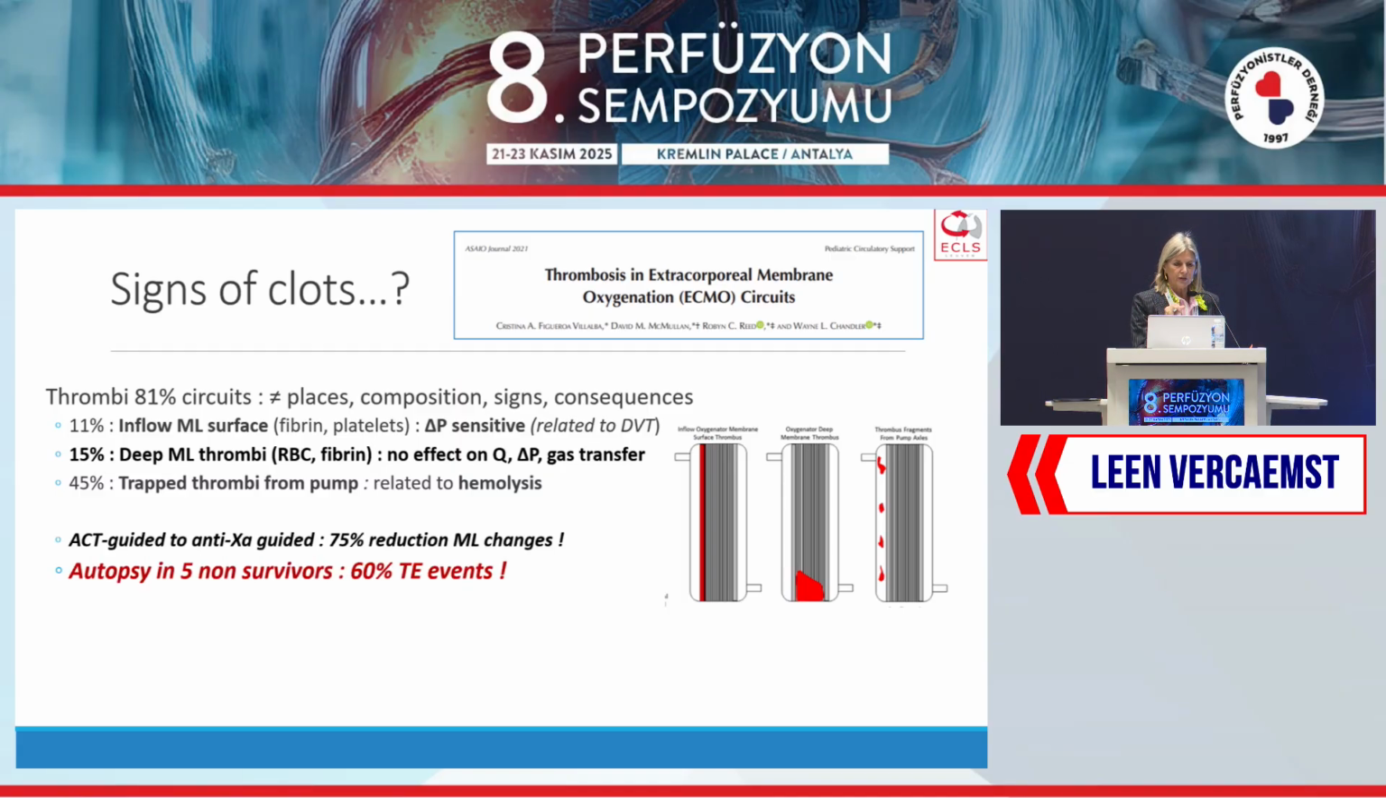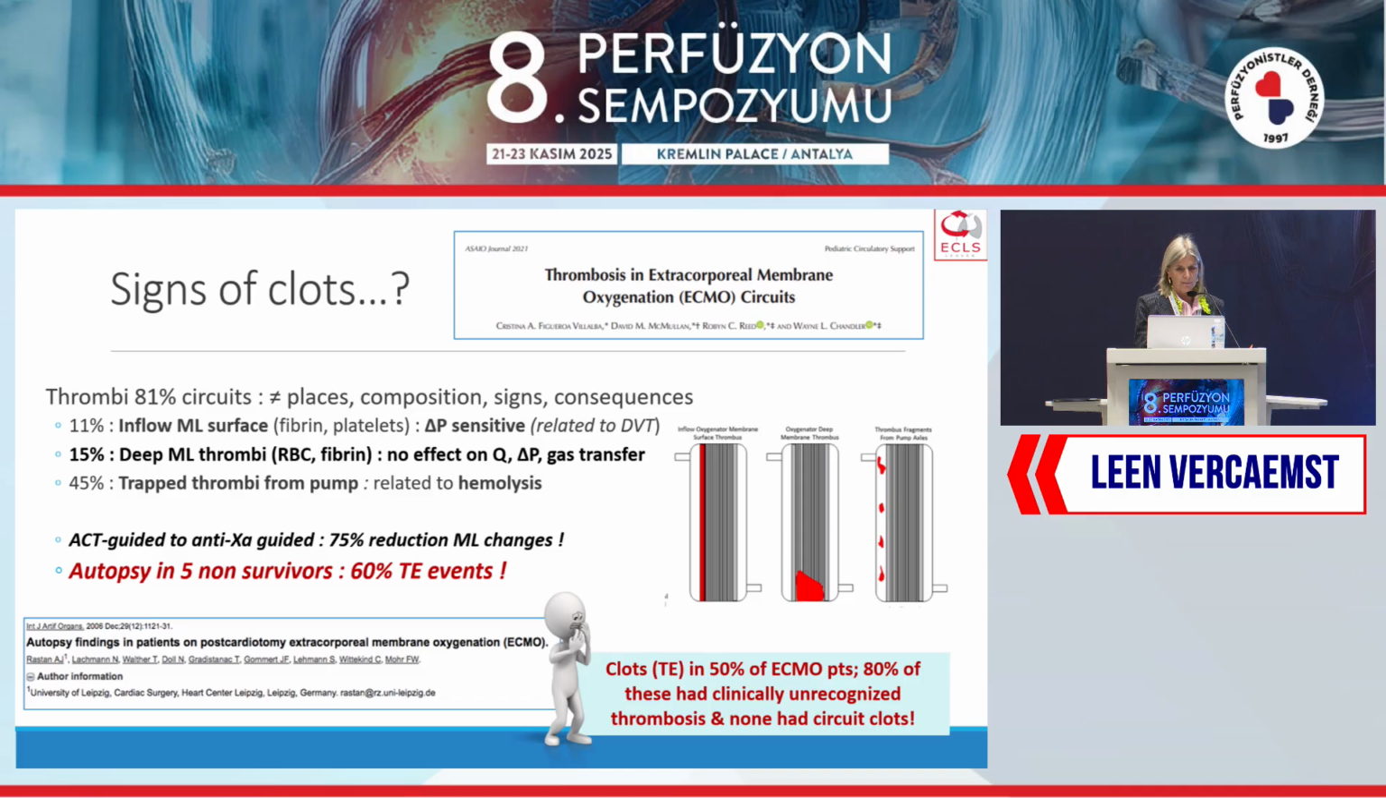What's also important is that it's not only about thrombi. If you do an autopsy in the non-survivors, you see that a lot of them, in this study 60%, had thromboembolic events. And another thing that's interesting, and I come back to this later: if you change your anticoagulation protocol, or at least the monitoring of your heparin, to anti-Xa guided, you will have a 75% reduction of membrane-lung exchanges or thrombi formation.